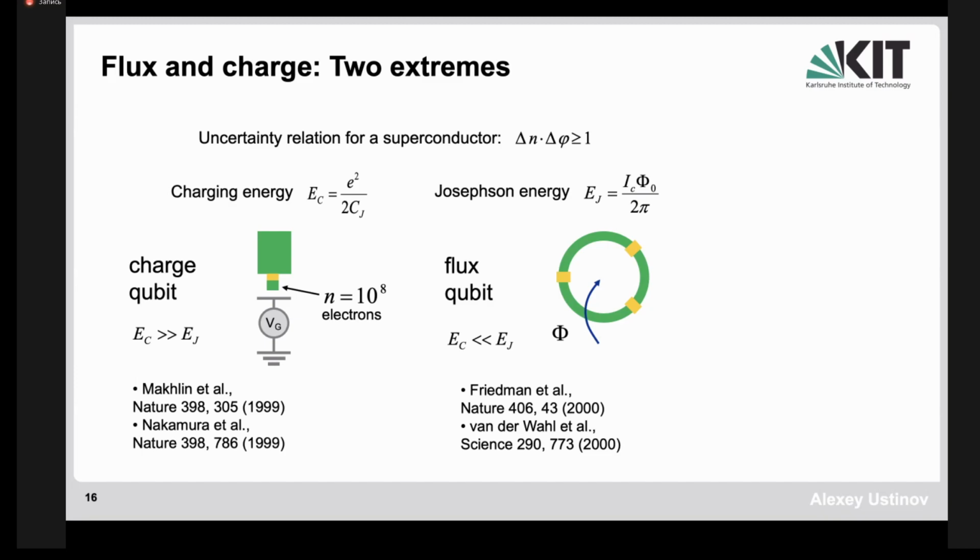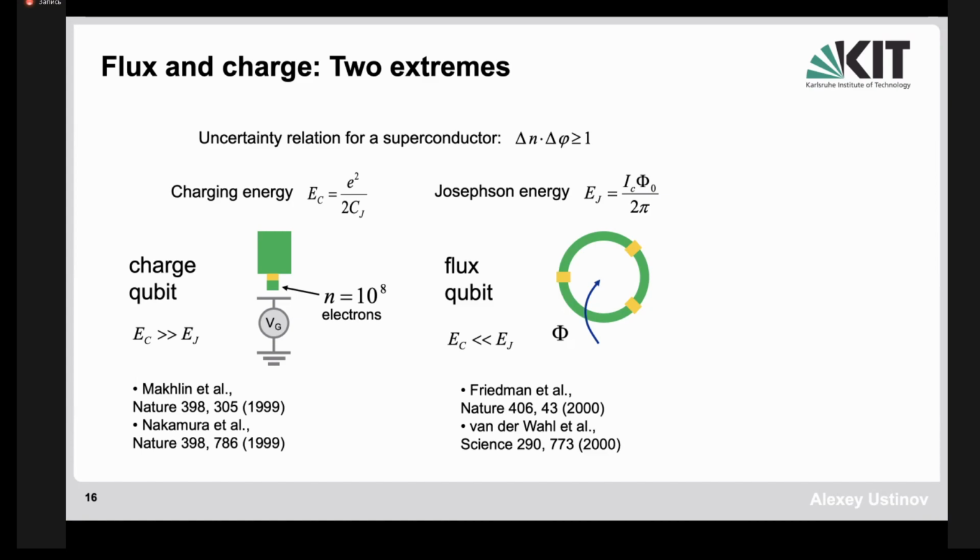So very generally, I told you about the uncertainty relation. And you know the Heisenberg uncertainty relation is a fundamental quantum uncertainty which limits the accuracy of quantum measurements. You cannot determine momentum and coordinate at the same time. Another example of uncertainty relation can be found in optics.